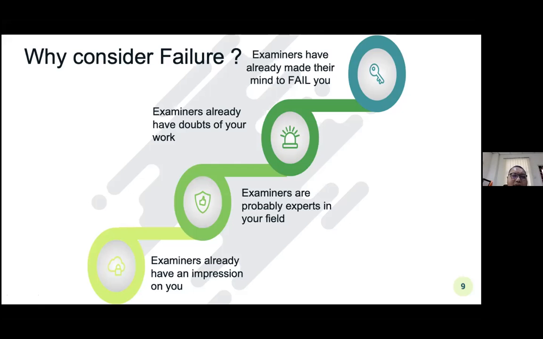Do you know that normally your thesis will reflect you? The way you present your thesis.